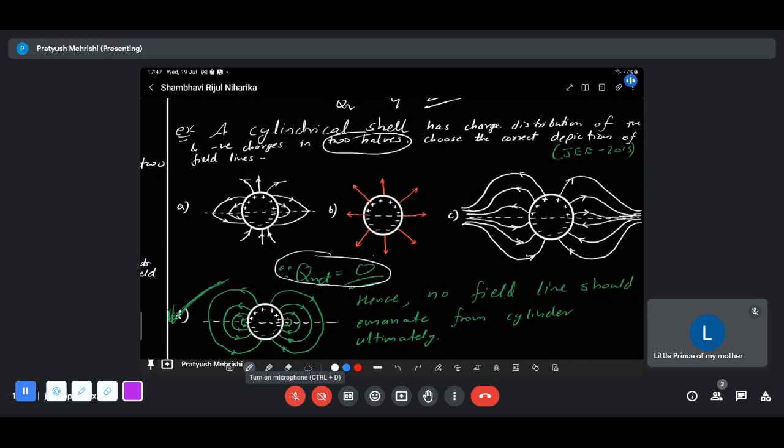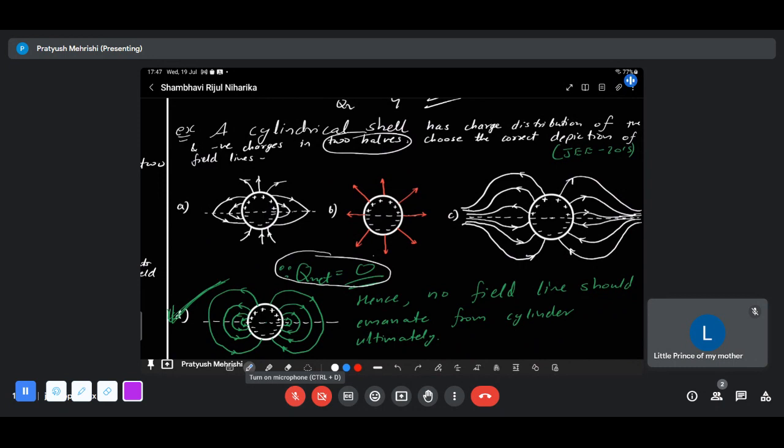Okay, in the first diagram, option A, field lines are going out and coming in as well. They are symmetric, but no field line should emit, no field line should go inside, because it is neutral as a whole. In second case, it is obviously wrong because negative charge is shown to emit field lines, that is false.